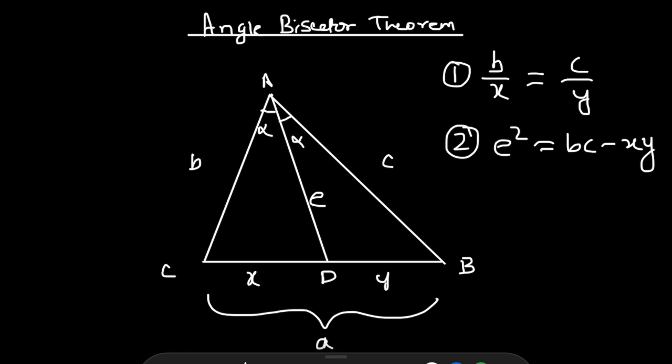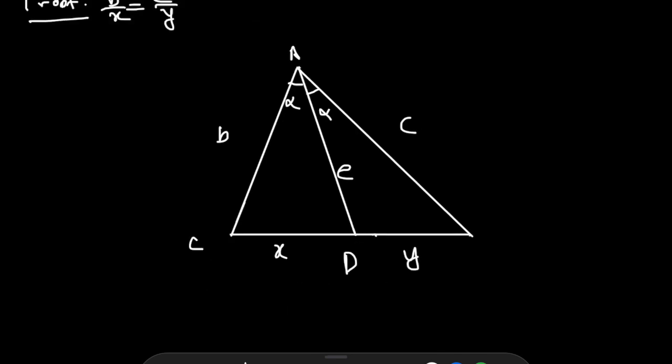So these are the two parts of the angle bisector theorem. We're going to be looking at the proofs of both of these statements, and then we'll go into some example problems to see how to apply the angle bisector theorem. Alright, so let's go ahead and take a look at how to prove this first part of the angle bisector theorem, which states that b over x is equal to c over y. And the way we're going to do this is by extending AD to a point E, such that BE is going to be parallel to AC. And I'll explain why in a minute.